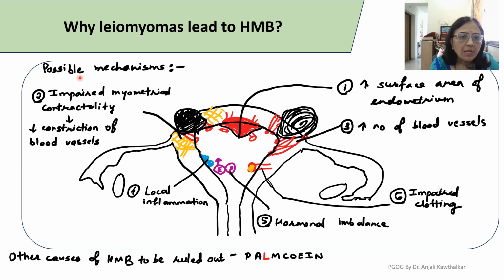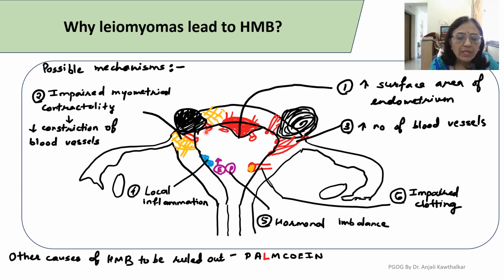These are the possible mechanisms which have been explained in the various textbooks. Second is impaired myometrial contractility, because of the presence of leiomyoma the vessels are not getting constricted, they remain open for a longer time, which leads to heavy menstrual bleeding. Third, the number of blood vessels supplying the endometrium and myometrium increases because of the presence of the leiomyoma, and that is why the overall blood loss is more.